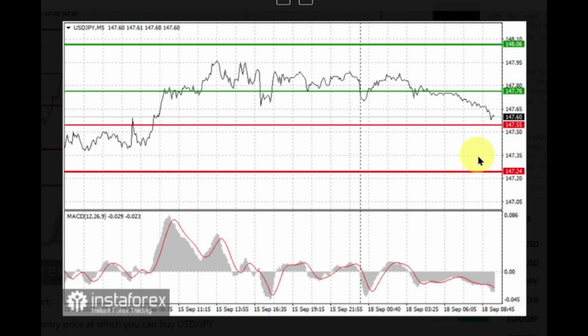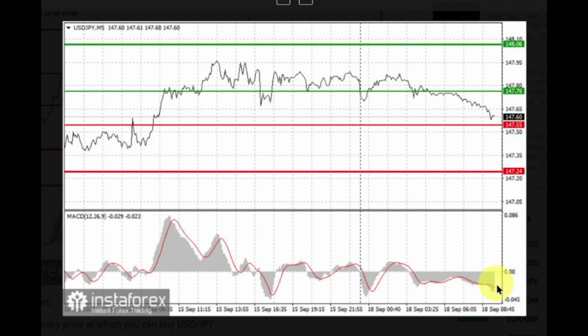For short positions, sell when the price reaches 147.55 and take profit at the price of 147.24. Pressure will return in the event of central bank intervention. However, when selling, make sure that the MACD line is below zero or is starting to drop down from it.